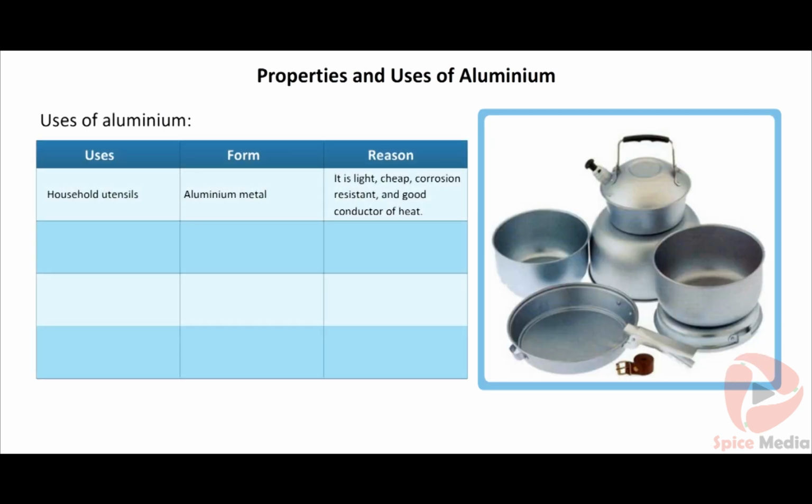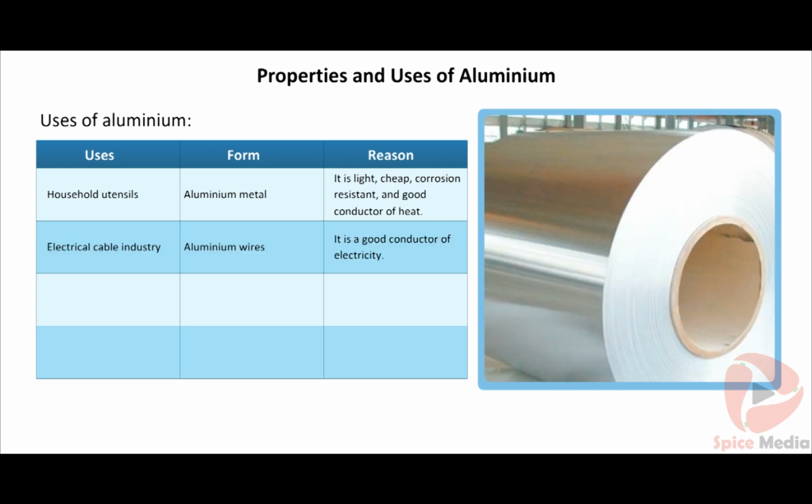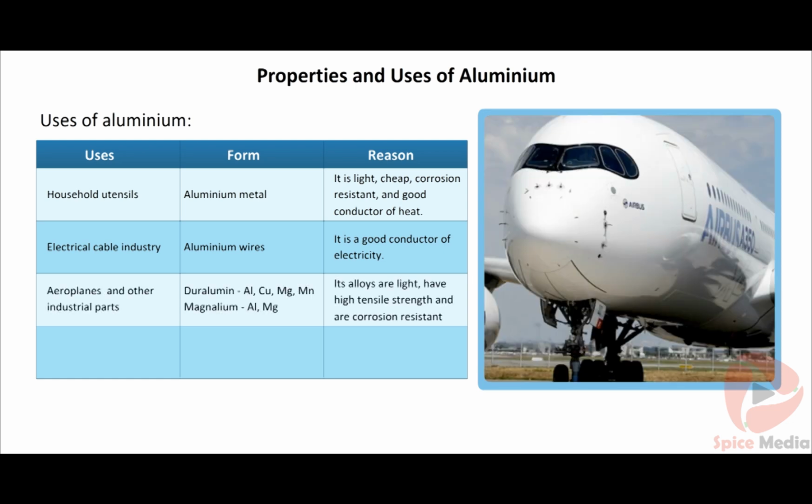Uses of aluminium. Household utensils: aluminium metal is light, cheap, corrosion resistant and a good conductor of heat. Electrical cable industry: aluminium wires, as it is a good conductor of electricity. Aeroplanes and other industrial parts.